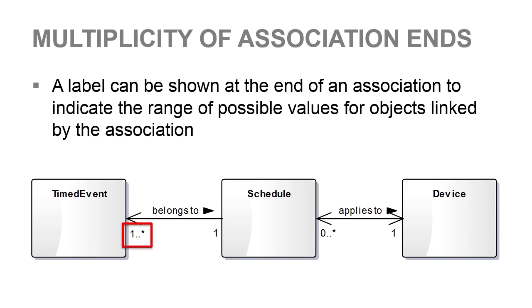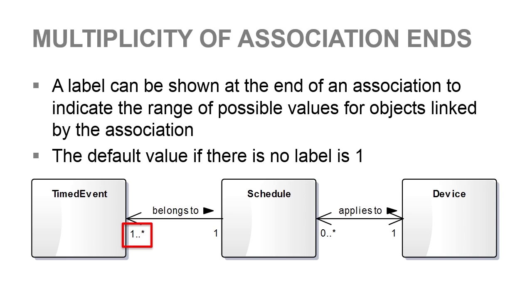On the association between schedule and device, the 0..* at the schedule end of the association indicates that a device can have no schedules that apply to it, but could have any number. The default value, if there's no label, is 1.